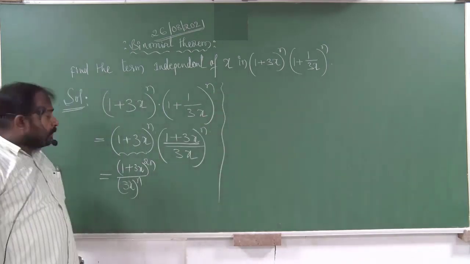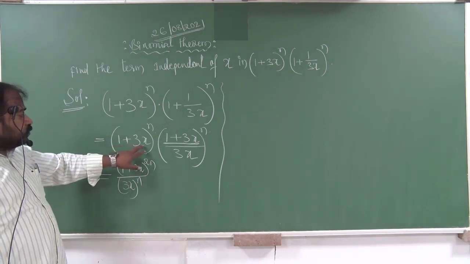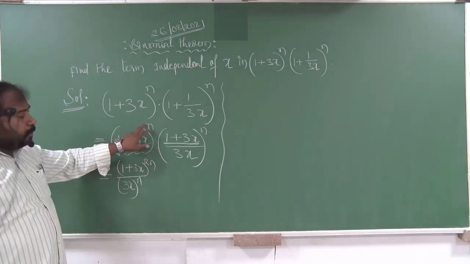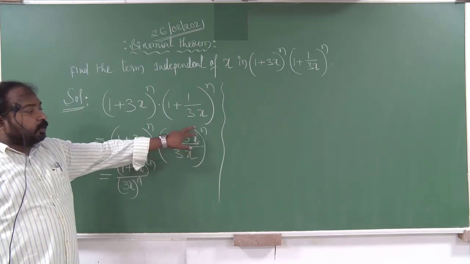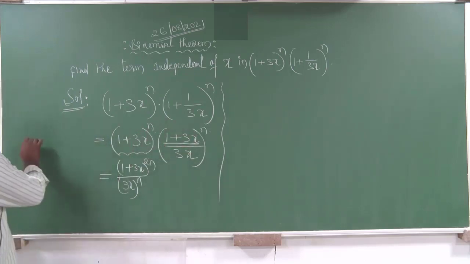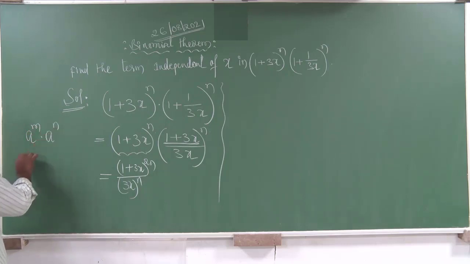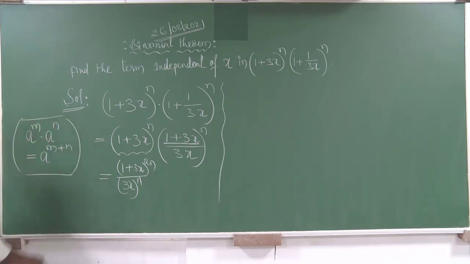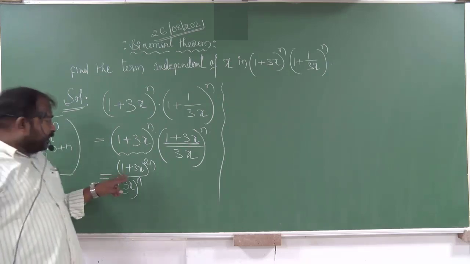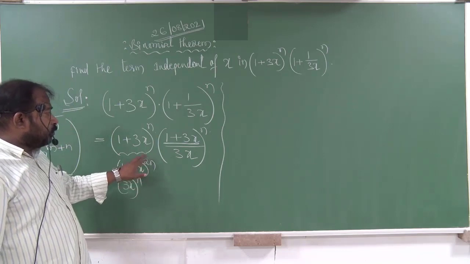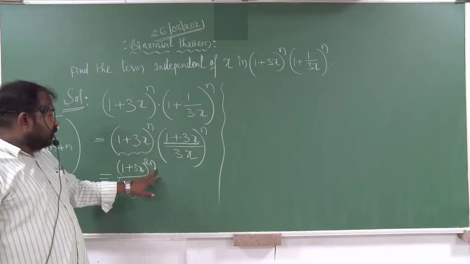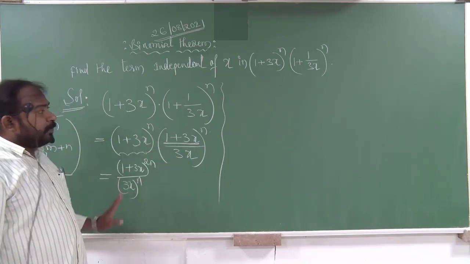Got it? Here, this is (1 plus 3x) whole power n and this is also (1 plus 3x) whole power n. Generally, a power m into a power n, what is the formula for this one? A power m into a power n, formula we know. So basing on this formula, I can write this value as (1 plus 3x) whole power 2n, since n plus n I can get 2n, by denominator value (3x) whole power n.